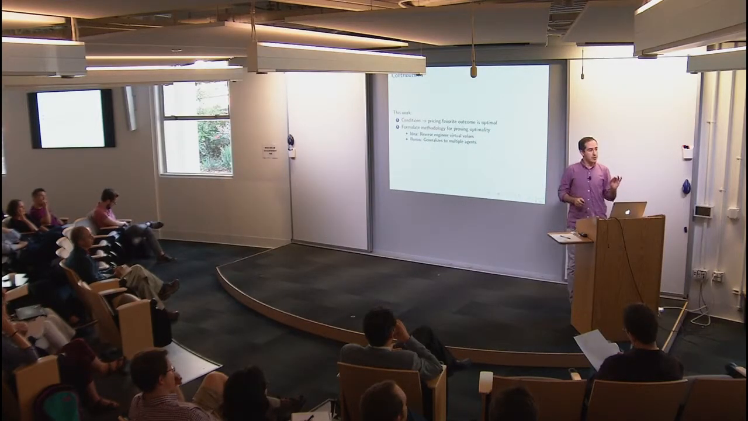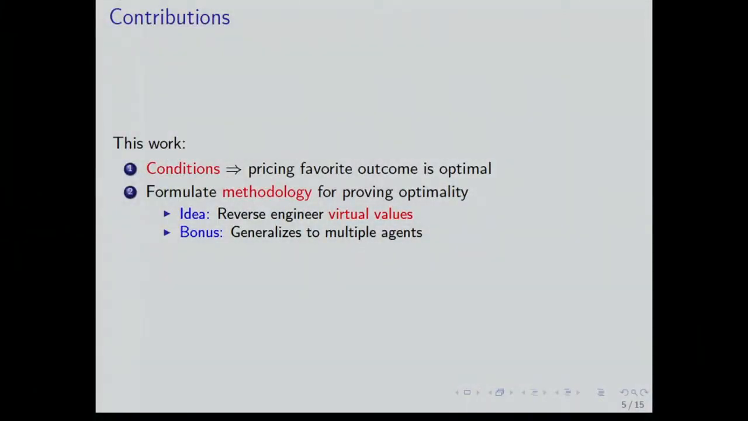Okay, good. So this methodology that I keep talking about is just generalizing the idea of designing virtual value functions for multidimensional settings, and as a bonus of extending such a well-known methodology to multi-agent settings, we can say even stuff about multi-agent, multi-parameter optimal mechanisms.